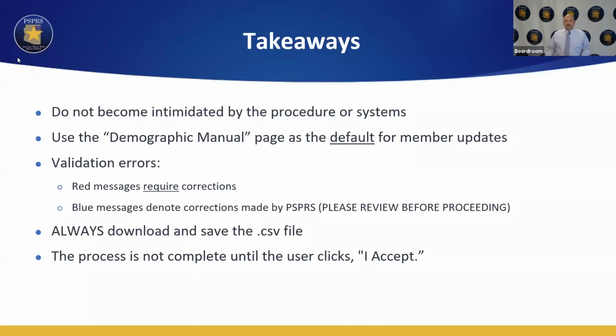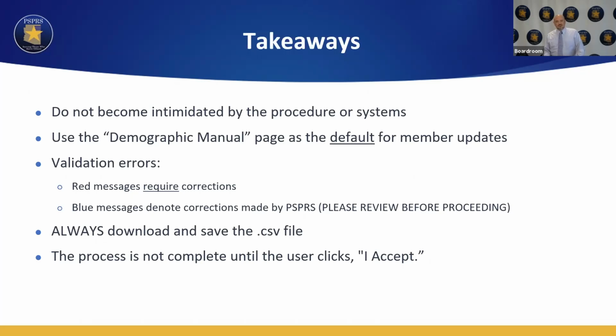Next, always download the CSV file. It is a detailed itemization of your invoice. When you get your invoice, it'll be itemized by contribution type. It will not be itemized for each and every individual member. And that's going to be really helpful down the road if you have an audit or something like that.